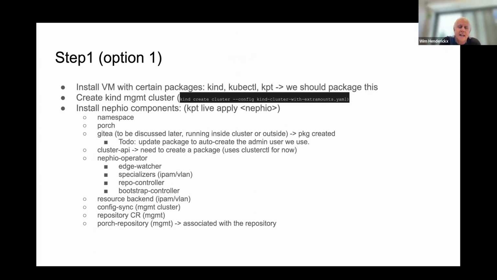So the first thing that we need to do, the idea is also to minimize as much as possible anything that we need outside, right? And so we still need a VM, or this could also be a container in my view eventually, but let's focus on the VM, where we install a set of tools, like the ones that we need right now: kind, kubectl, and kpt, right? And we still need to create a cluster to bootstrap it upon. So that's still a step that we have to take.